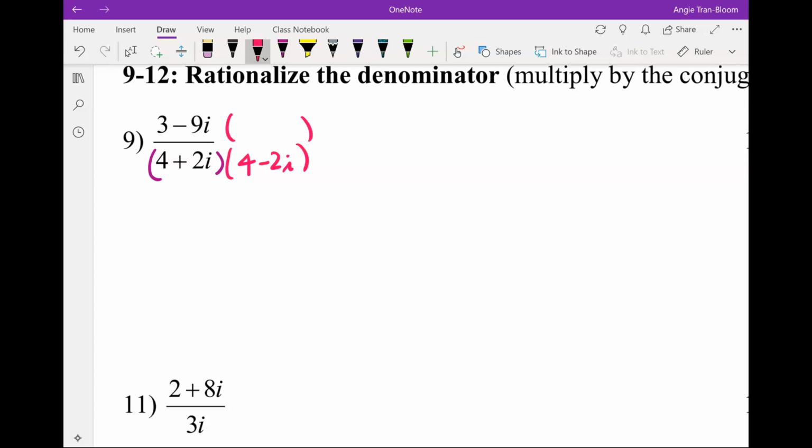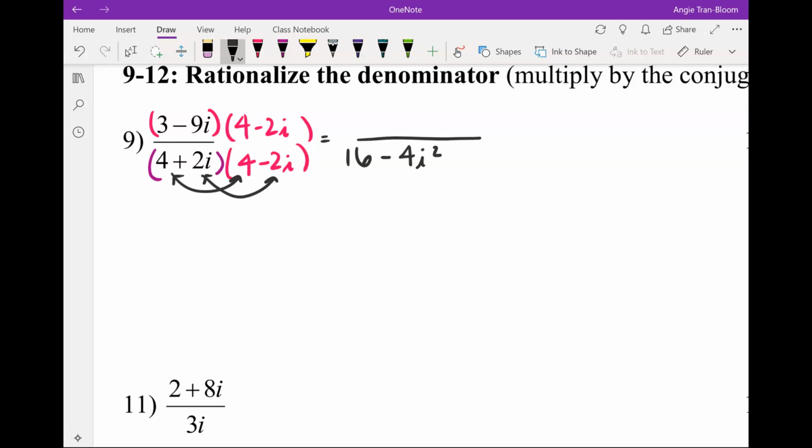Now, only the bottoms are conjugates of each other. So only the bottom can be multiplied the quick method. 4 times 4 is what? 16. 2i times a negative 2i is negative 4i squared.